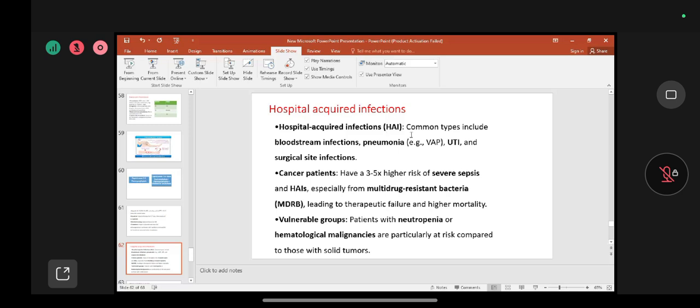Common types of hospital-acquired infection include bloodstream infection, pneumonia, urinary tract infection, and surgical site infection. Cancer patients have a 3 to 4 times higher risk of severe sepsis and hospital-acquired infection, especially from multidrug-resistant bacteria, leading to therapeutic failure and higher mortality. Vulnerable groups for hospital-acquired infection: patients with neutropenia or hematological malignancies are particularly at risk compared to those with solid tumors.